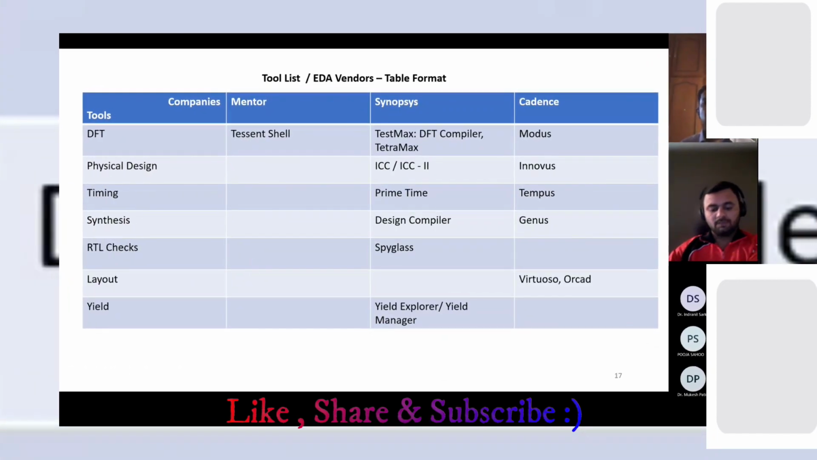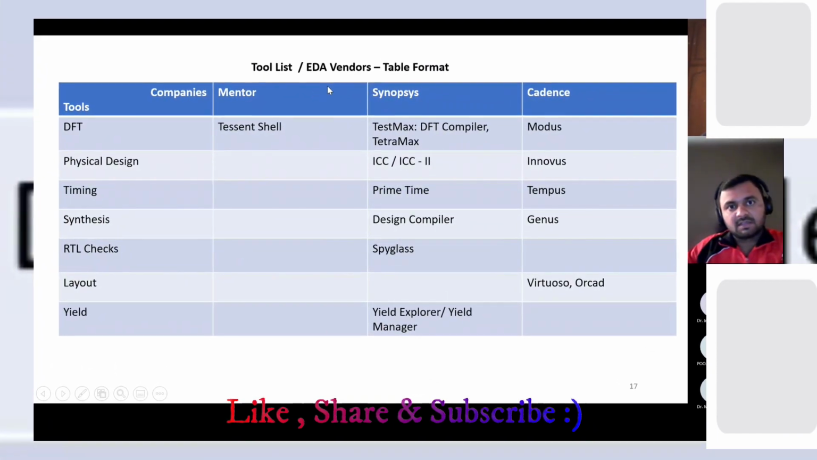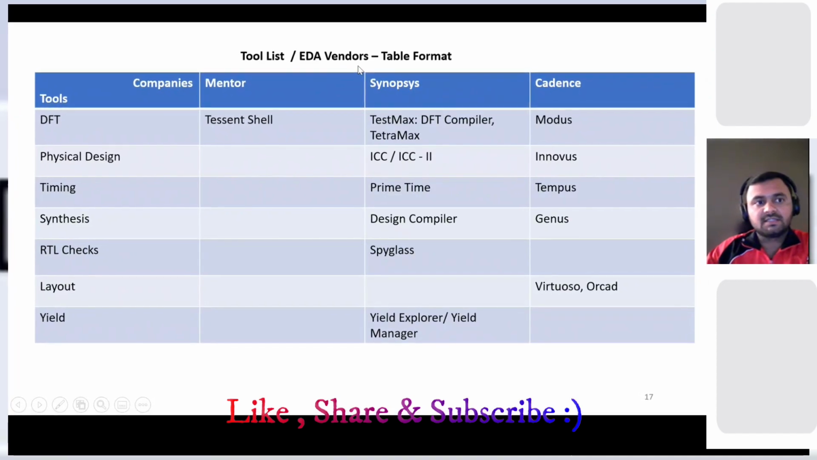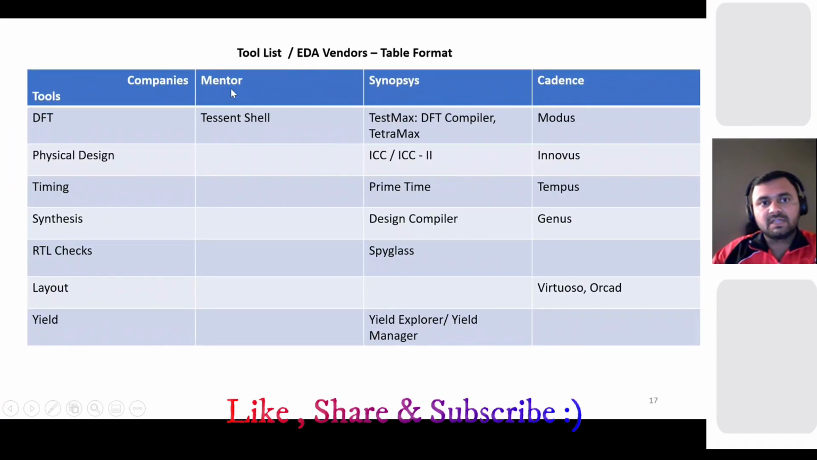Okay. So before going further, let's discuss some of the tools which we use in the industry. You can see at the top, we have these three major EDA vendors: Mentor, Synopsys, and Cadence. And then we have the tools for DFT, physical design, timing, synthesis, RTL, layout, and yield. There are so many tools and companies. For DFT, Mentor gives Tessent, in which you can perform all the DFT, and Synopsys has DFT Compiler and TetraMAX, and Cadence has Modus.